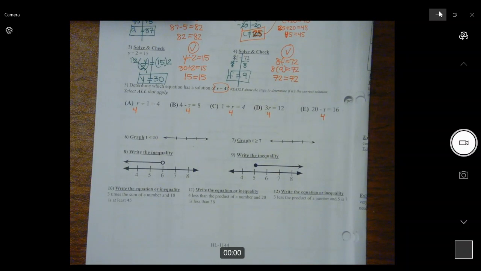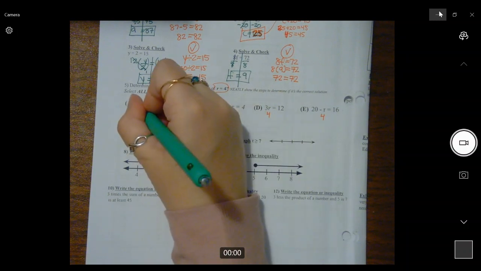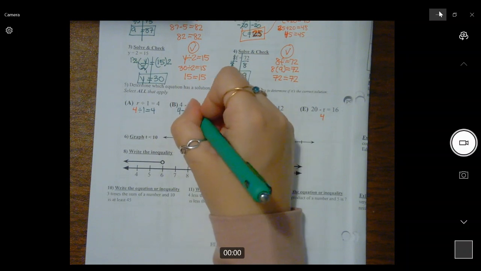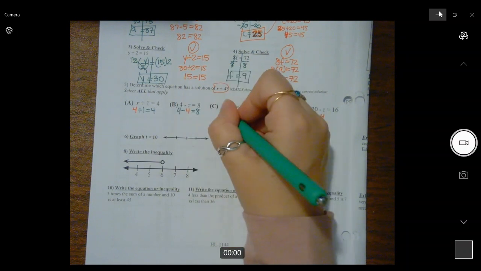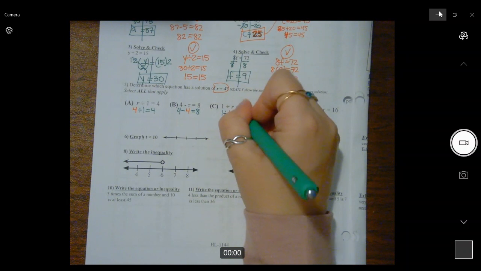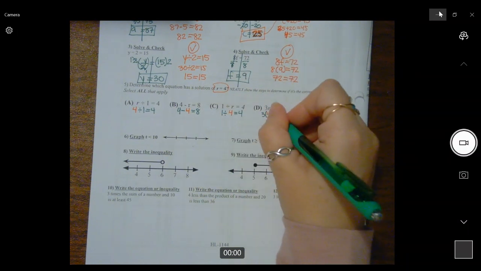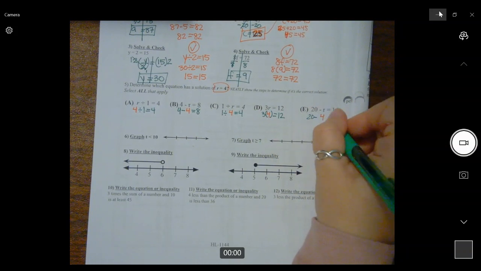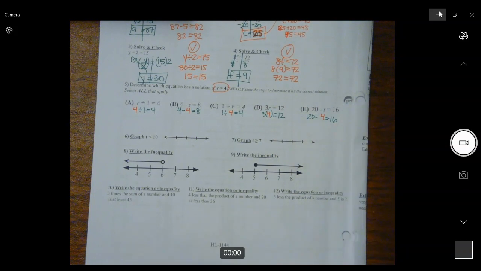So I'm going to replace all the r's with a 4. So it's 4 divided by 1 equals 4. And 4 minus 4 equals 8. And 1 divided by 4 equals 4. And 3 times 4 equals 12. And 20 minus 4 equals 16. Let's see which one of these results in a true statement.